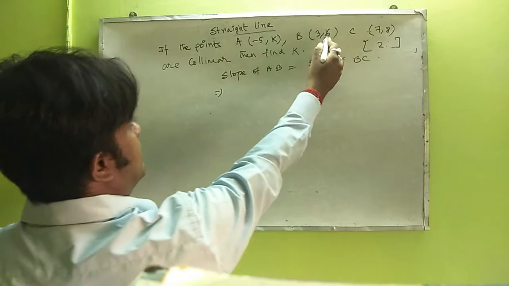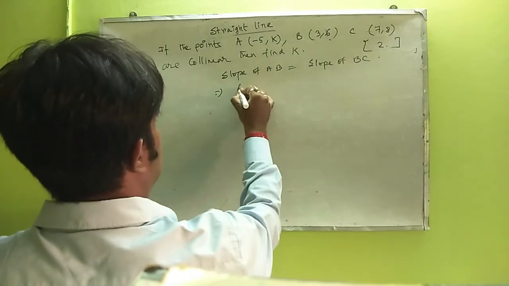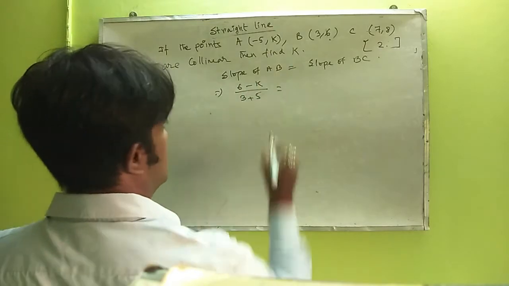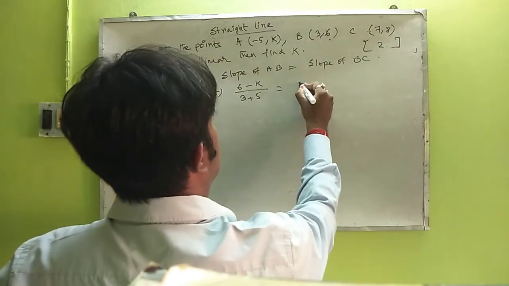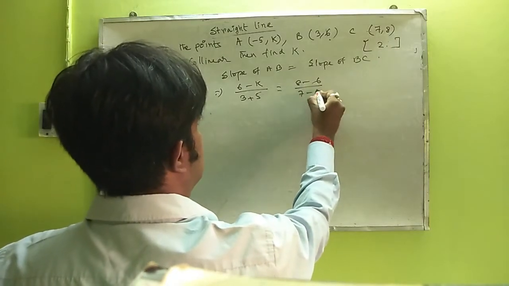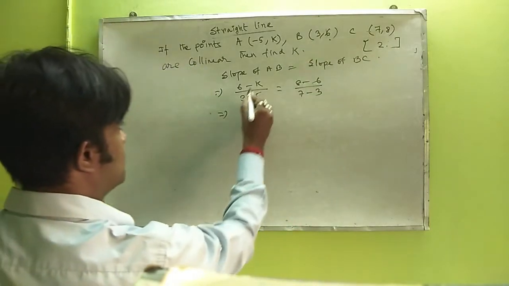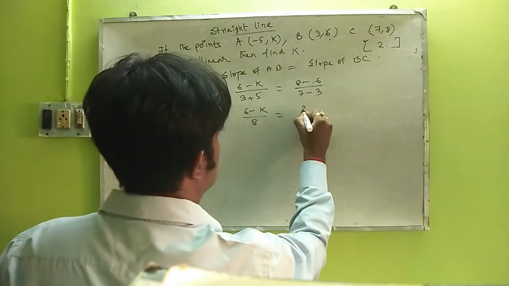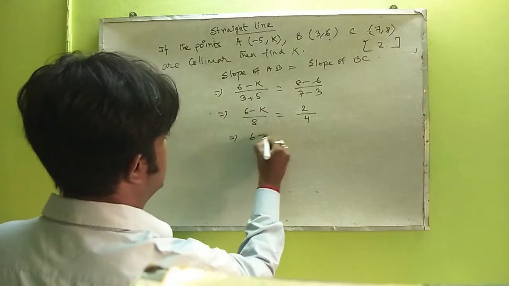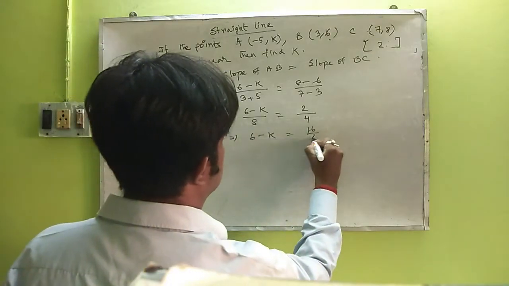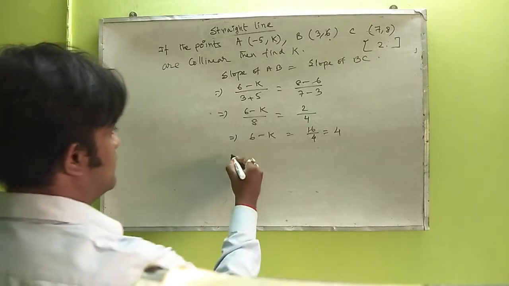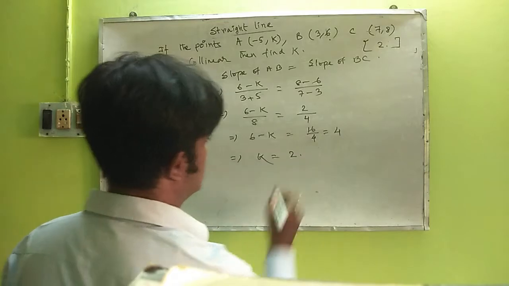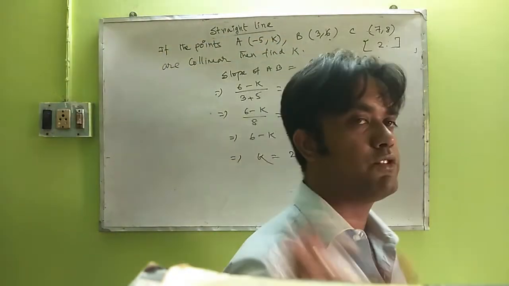What will be the slope of AB? This is x2 y2, that is 6 minus k by 3 minus 5, and this will be 8 minus 6 by 7 minus 3. So 6 minus k by 8 is equal to 2 by 4, that is 6 minus k is equal to 16 by 4. So k is equal to 6 minus 4, that is 2. So this is also important for short question.